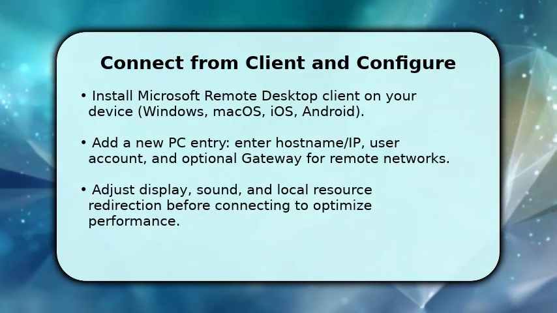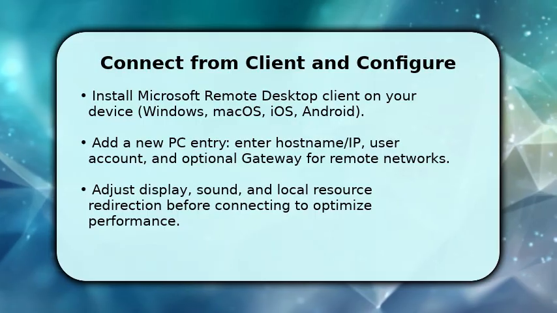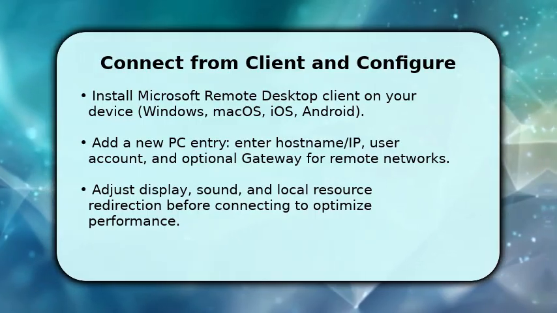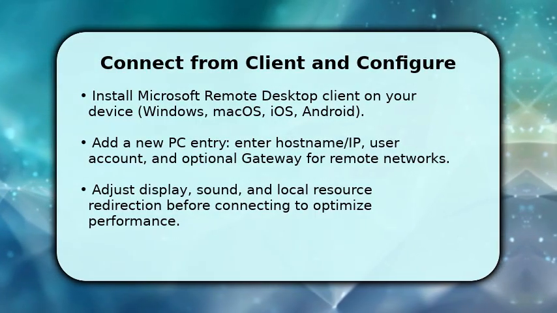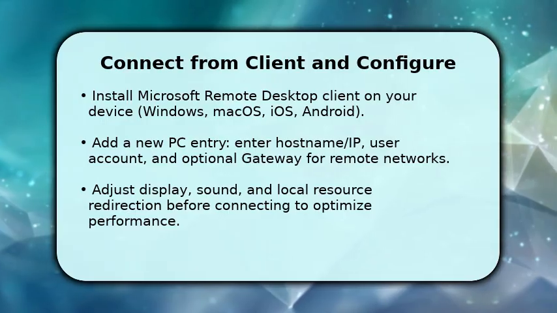You now switch to the client and add the remote PC entry. Launch the Remote Desktop app, click Add or New, and paste the hostname or IP. Enter the user account you enabled and, if accessing across the internet, configure an RD gateway or forward the port on the router.